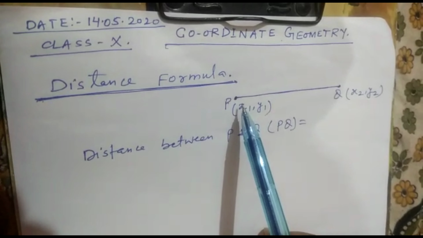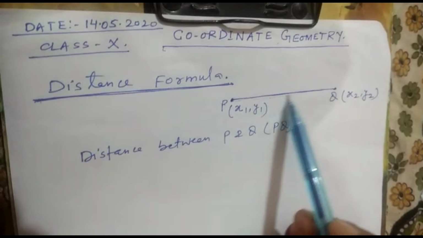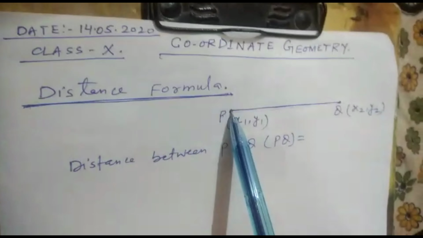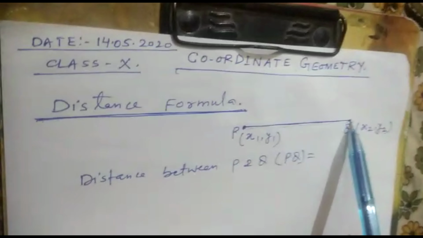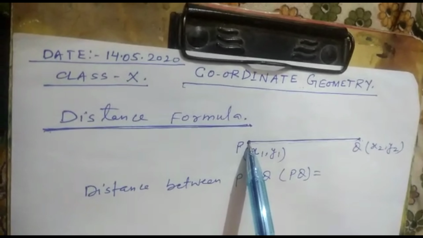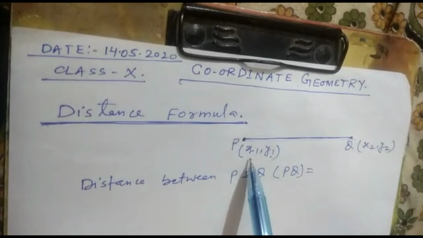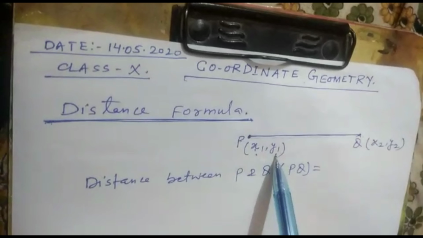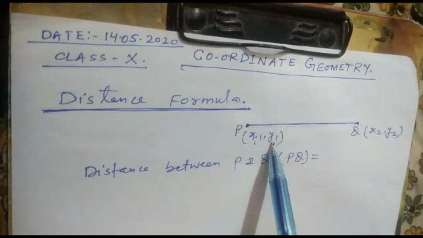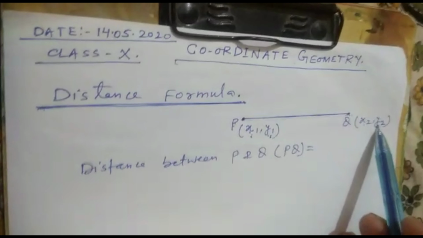How can you find the distance between 2 points? Like this, I have drawn here 2 points P and Q. P is the initial point and Q is the final point. The coordinates of P, as you know, each and every point has 2 coordinates. First is x and second is y, called the abscissa and the ordinate. So the coordinate of P is x1, y1 and the coordinate of Q is x2, y2.